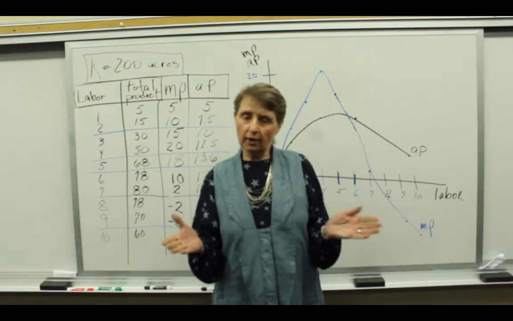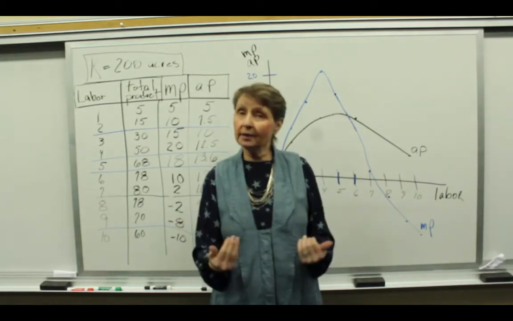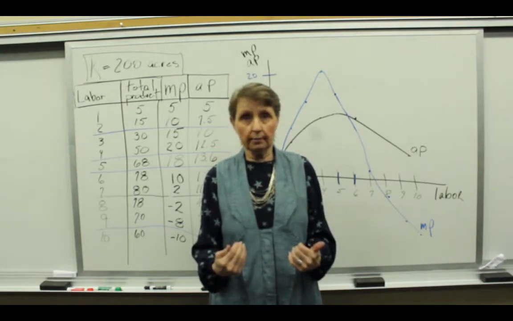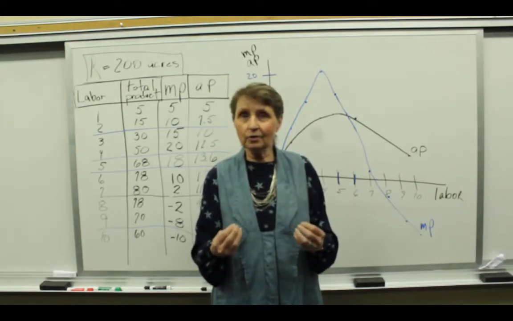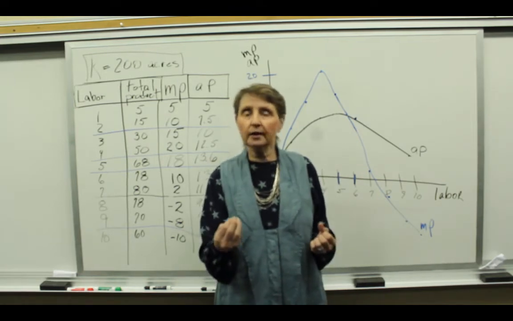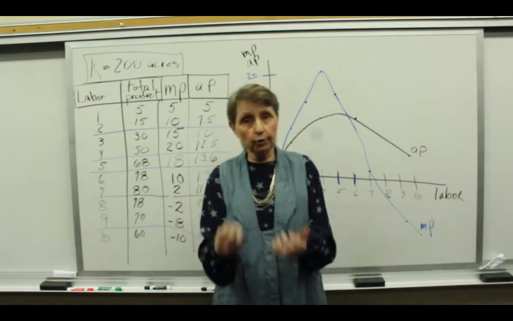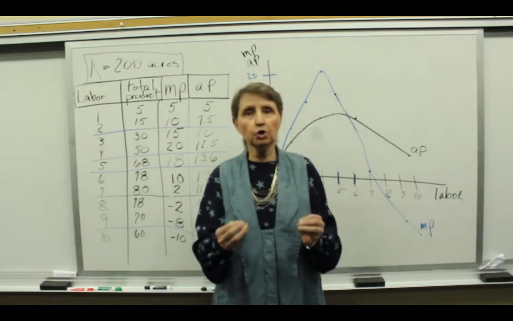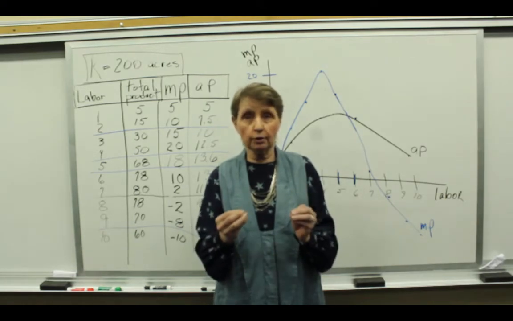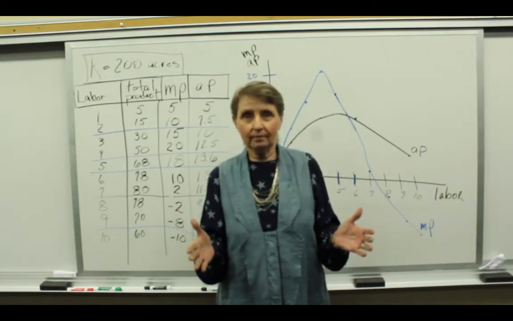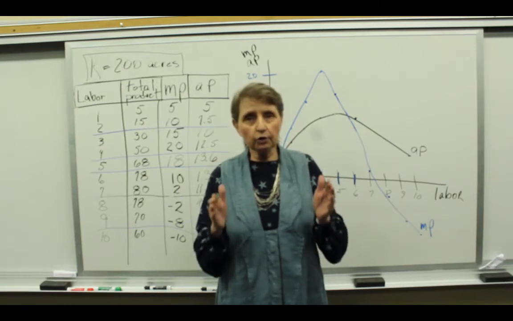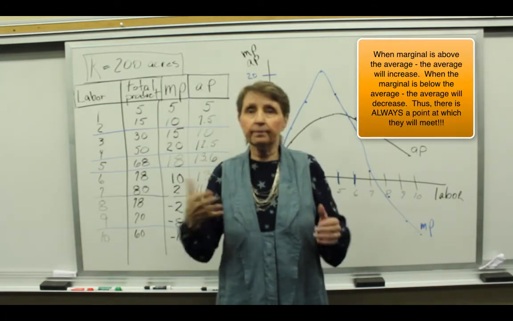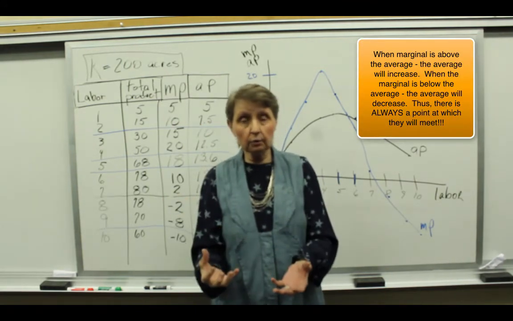If you have a 3.0 GPA, and you come in and take an economics class, and you make a C in this economics class, then what happens is the C in the economics class is below the average of all your classes, and it's going to pull your average down. That is always the relationship between marginal and average. Marginal's in charge. Marginal's going to jerk your average around. If marginal is above your average, it'll pull your average up. If marginal is below your average, it'll pull your average down.